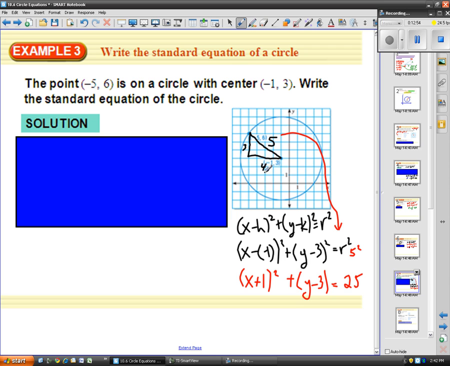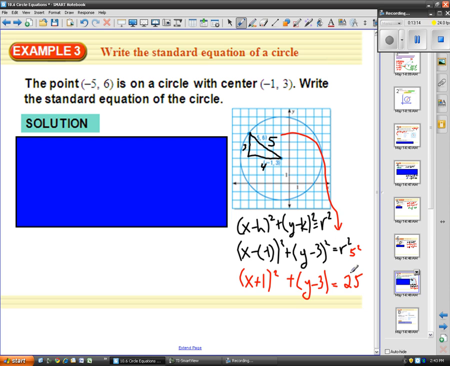So again, look at the points, look at the h. The h value looks like positive 1, but you'll see the center is really negative 1. Remember, they're opposites. It looks like negative 3, but it's really positive 3. So when we ask for the center, switch the signs on the values of x and y, and that will give you the center. Take the square root of this number, and that will give you the radius.